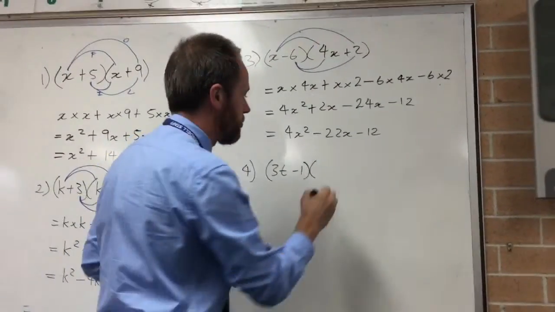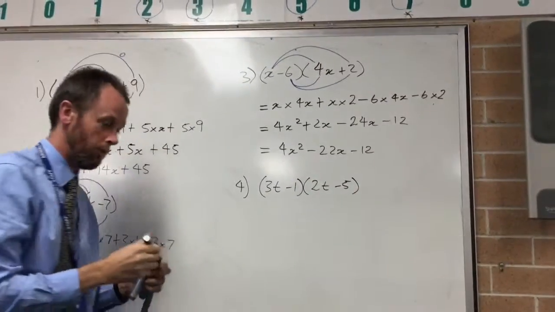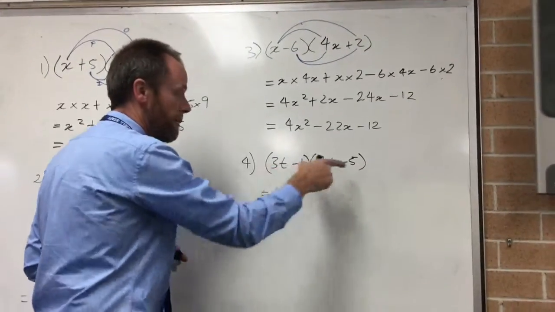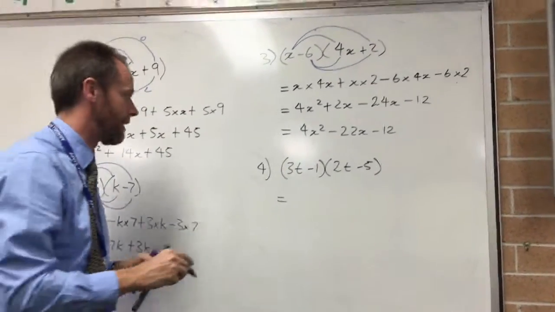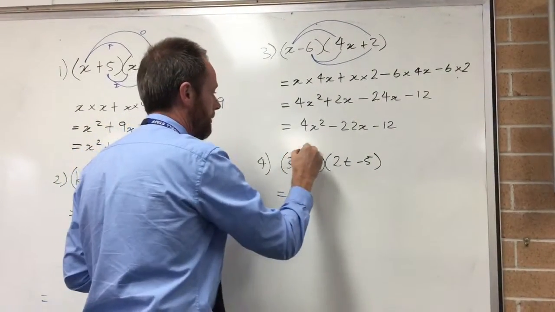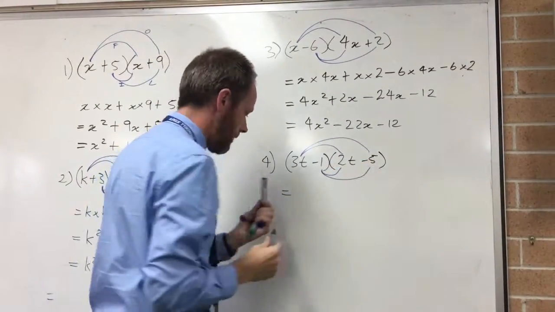Example 4, 3t minus 1 multiplied by 2t minus 5. Two minuses in there, so we still need to make sure we do the right operations. That's probably about as complicated as we're going to get at the moment. So, just remember your first, outside, inside, last.